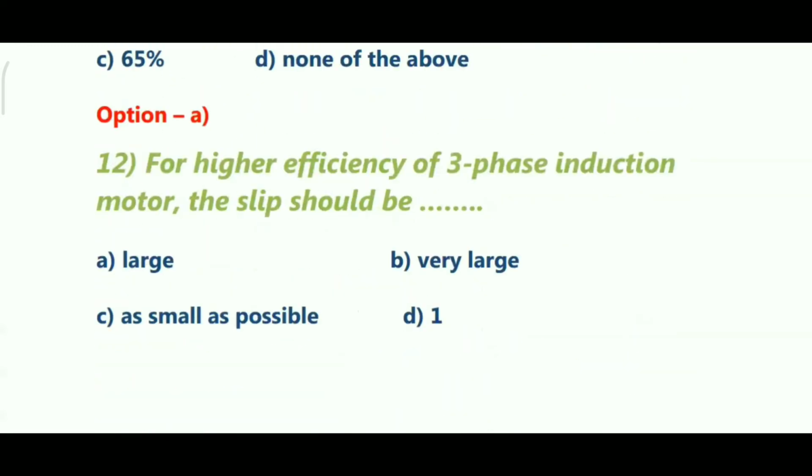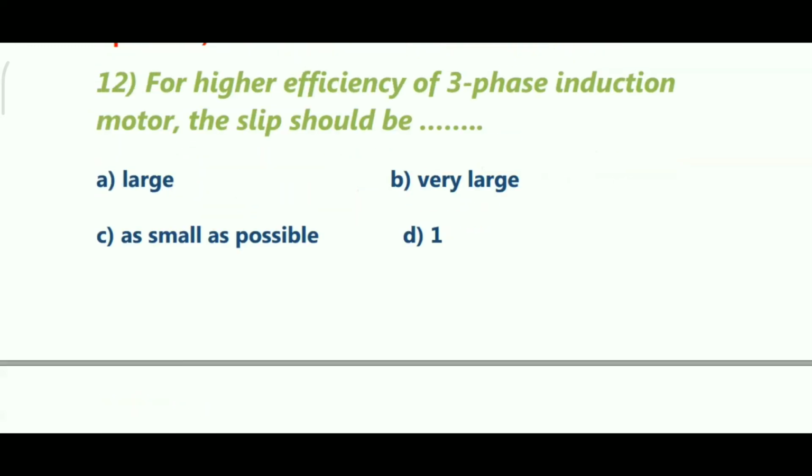Next question. For higher efficiency of a three-phase induction motor, the slip should be dash. Option A, large; option B, very large; option C, as small as possible; and option D, 1. So here I would answer option C, as small as possible.